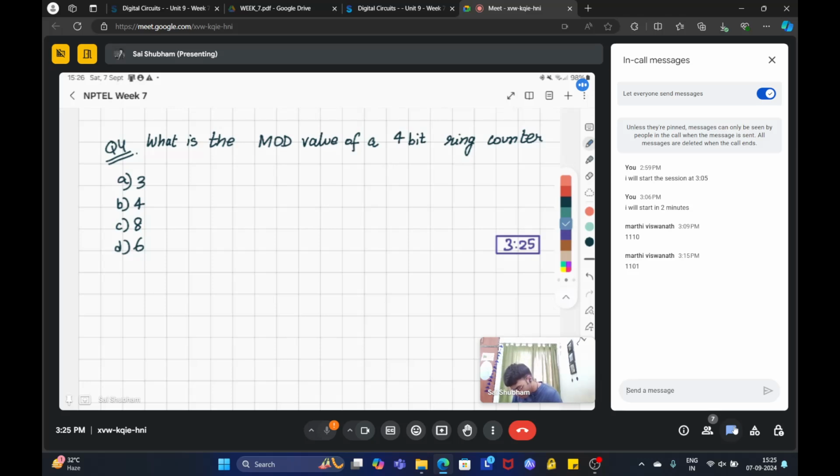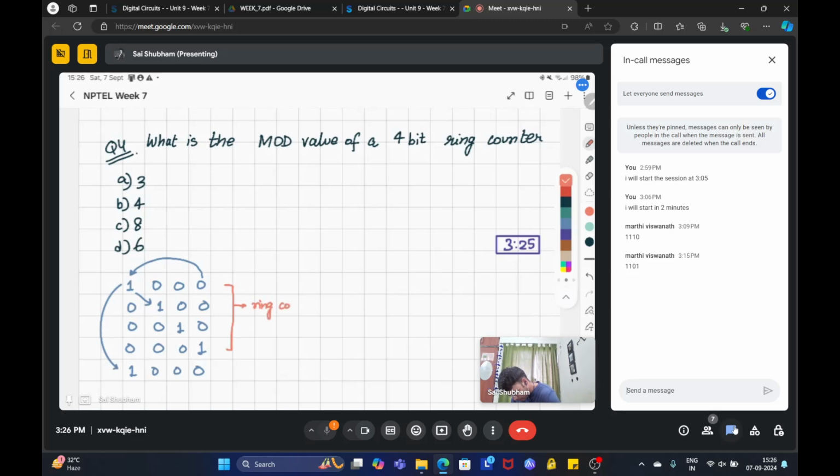So this is similar to the previous question. A 4-bit ring counter will have a pattern like this. If the states are 1 0 0 0, then it will come here 0 1 0 0, and this 0 will come in this position 0 0 1 0, 0 0 0 1 and 1 0 0 0. So this way it will repeat. Fine. So this is a ring counter. So the number of unique output states is 4. So the mod value is 4. So this answer is B.